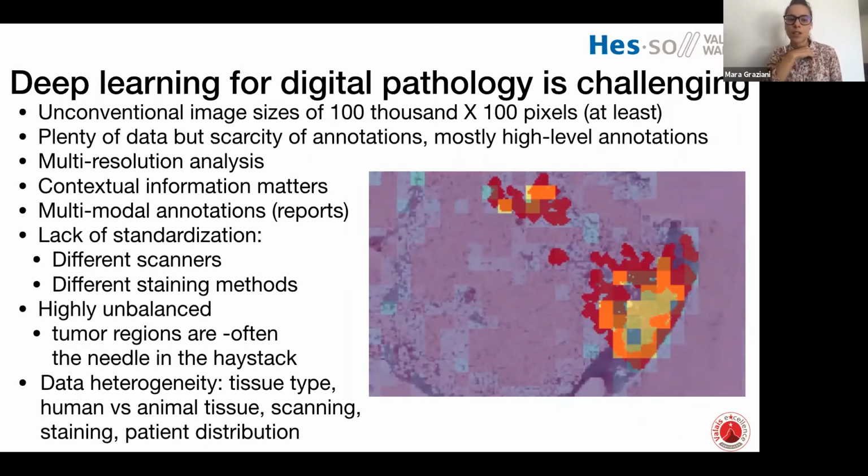Another issue is that these data are highly imbalanced. The tumor regions are often a needle in a haystack. I will show this later, but essentially it is a very small area that is generally classified as positive, and all the rest has to be classified as negative because it doesn't contain tumor.